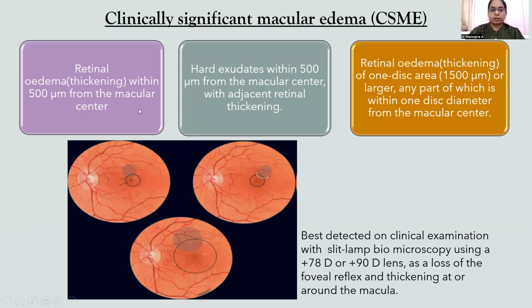So if a patient falls into having all these three features, we can put him under clinically significant macular edema. Because CSME has to be treated immediately, it is classified separately. So CSME, as you know, is best detected on clinical examination because the patient may or may not have symptoms. You have to do a slit lamp biomicroscopy, and the loss of foveal reflex and thickening around the macula will show the CSME.